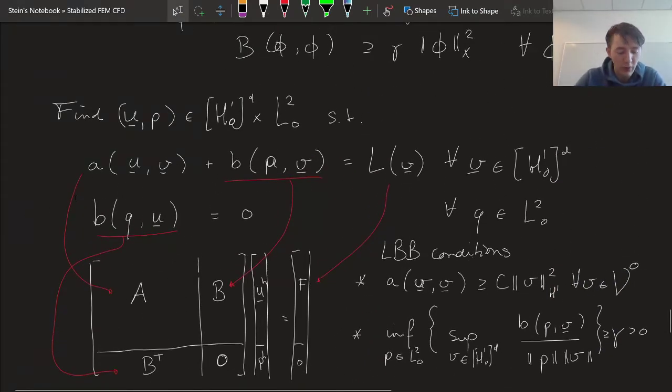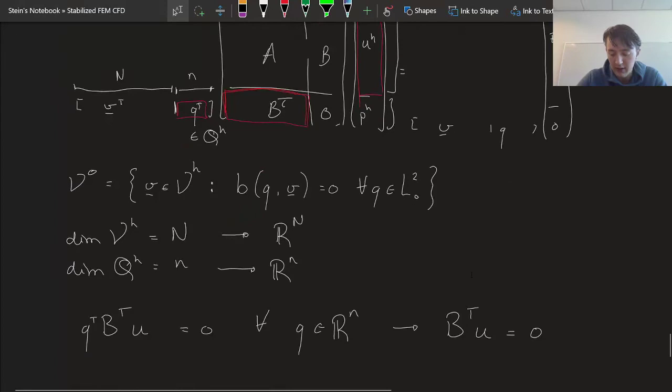So that is the discrete representation of our original constraint equation. Remember, this was a constraint equation in the sense that it was saying that our solution field U is divergence free. So now we have a discrete representation of that as the matrix system of equations B transpose U is going to be equal to 0.